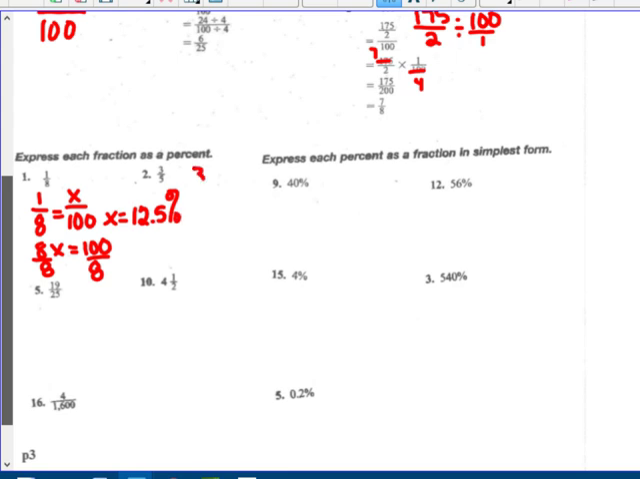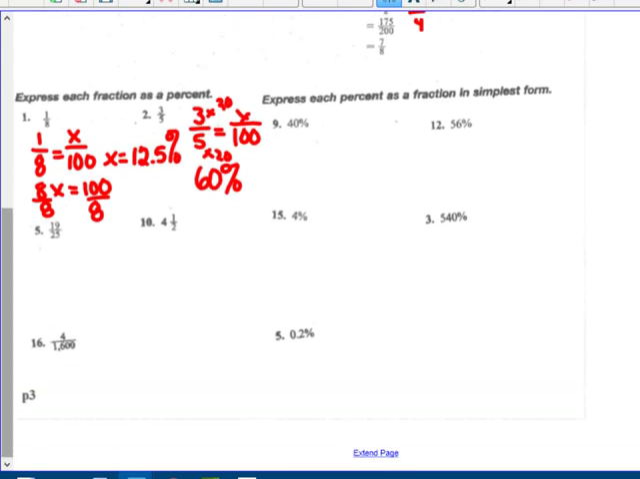But number 2 is an easy one because I know through equivalent fractions that 5 times 20 is 100. So 3 times 20 equals 60. This answer is 60%. I could do it through equal ratios. I don't have to do the cross multiplying 5x equals 300. Number 5, 19/25. Also a number, the denominator easily goes into 100. So I would do it the equal ratio way and say, oh, times 4 would give me 76%. Make sure you put a percent symbol on your answer.